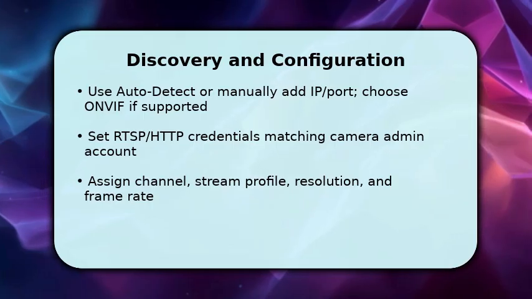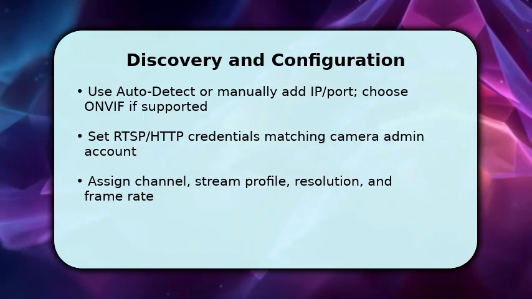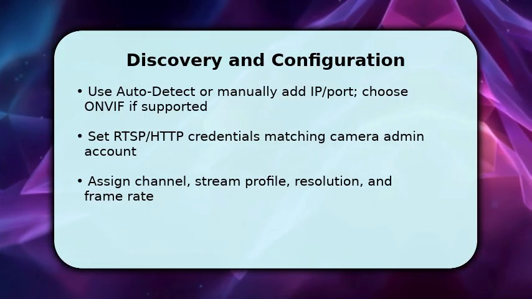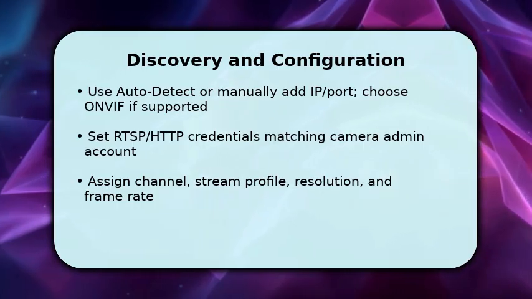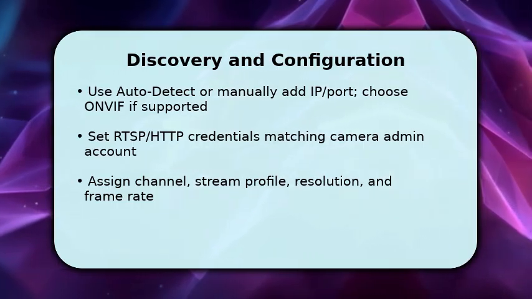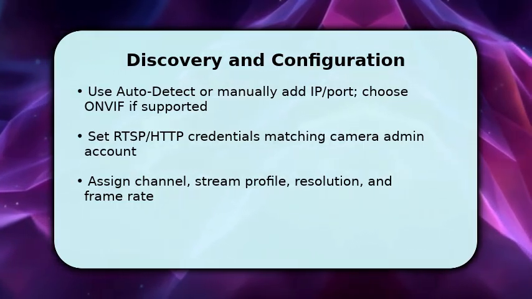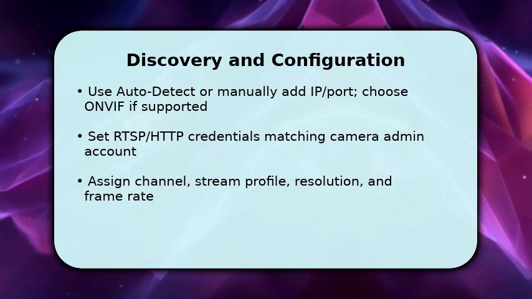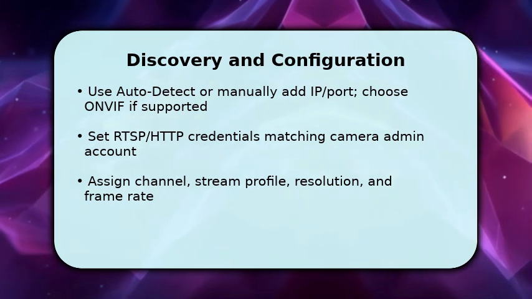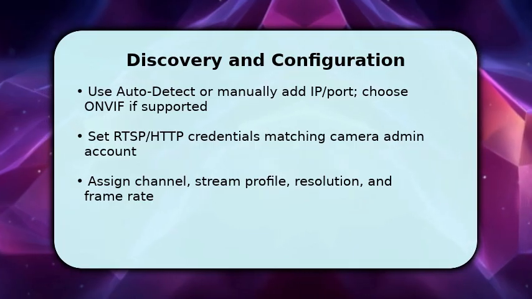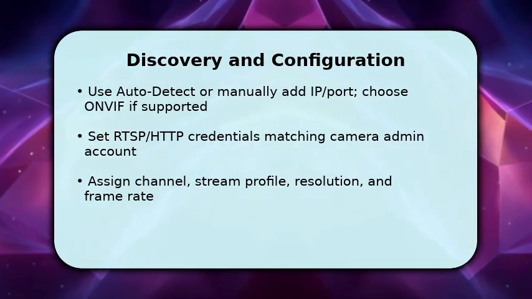Next, input the camera username and password. This authenticates streams and ensures PTZ controls work. Select the stream type and profile, main for recording, sub for live view, then set resolution and frame rate based on storage and bandwidth constraints. Finally, map the camera to an NVR channel before saving.